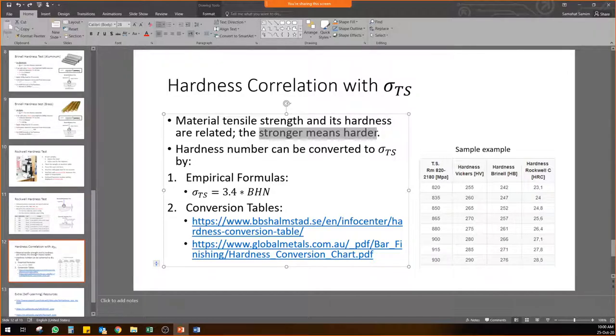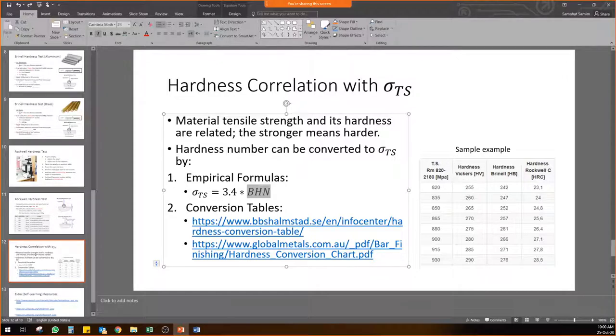The hardness number can be converted to sigma TS, or you also call it sigma UTS, ultimate tensile strength, the highest point on the stress-strain curve, and it is given by a formula: 3.4 multiplied by BHN, the Brinell hardness number. So in order to find the tensile strength, you only look at the Brinell hardness, and you multiply it by 3.4. That's it. And that's your tensile strength.